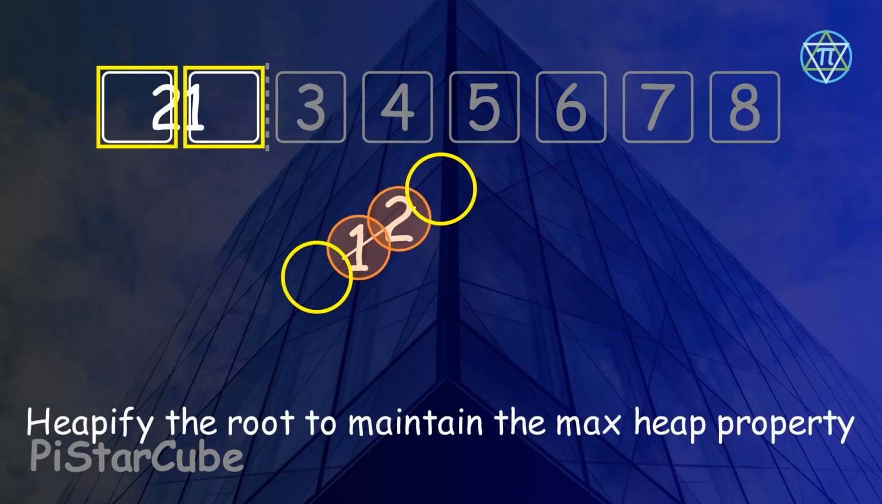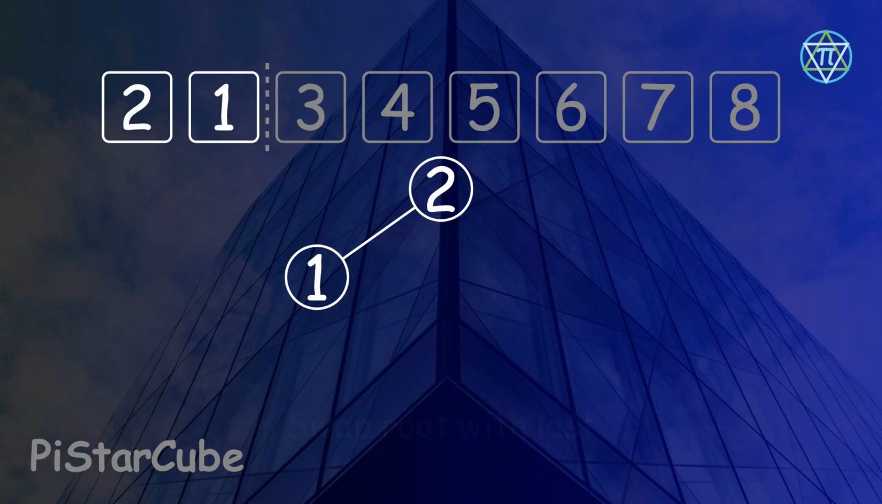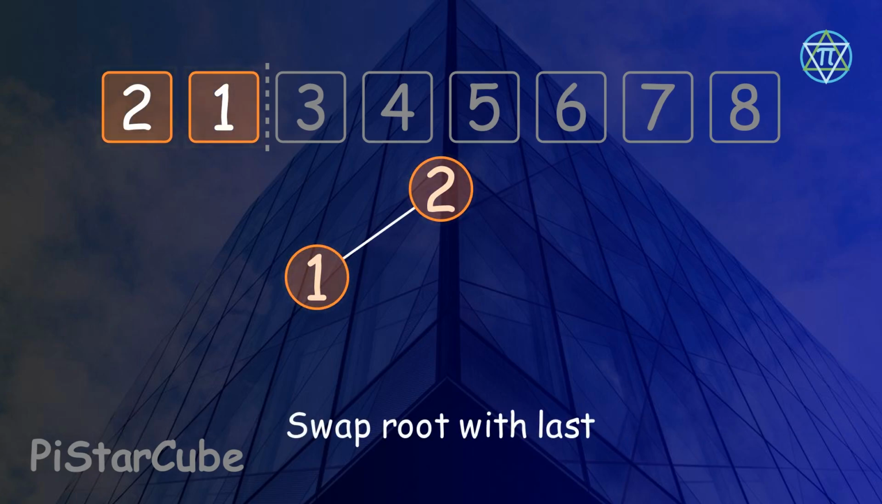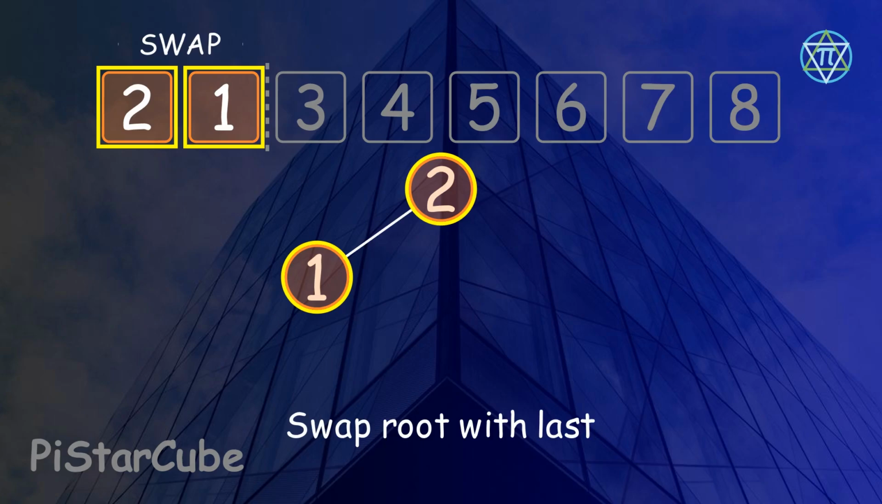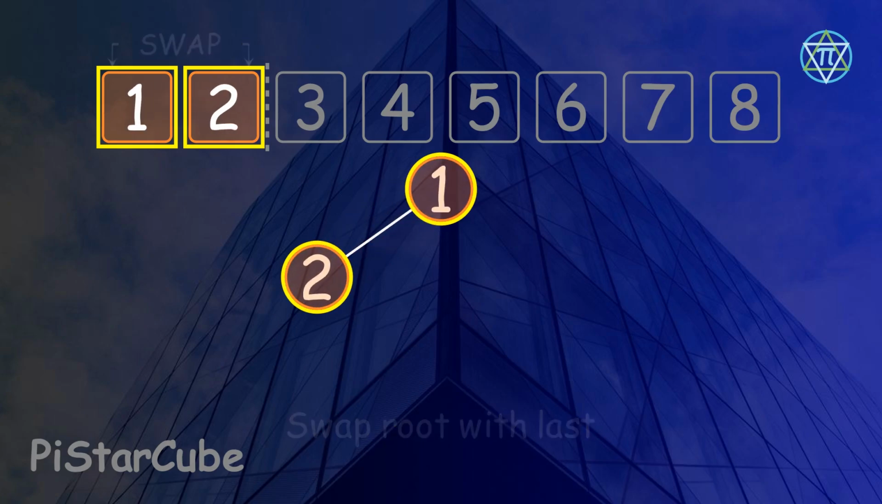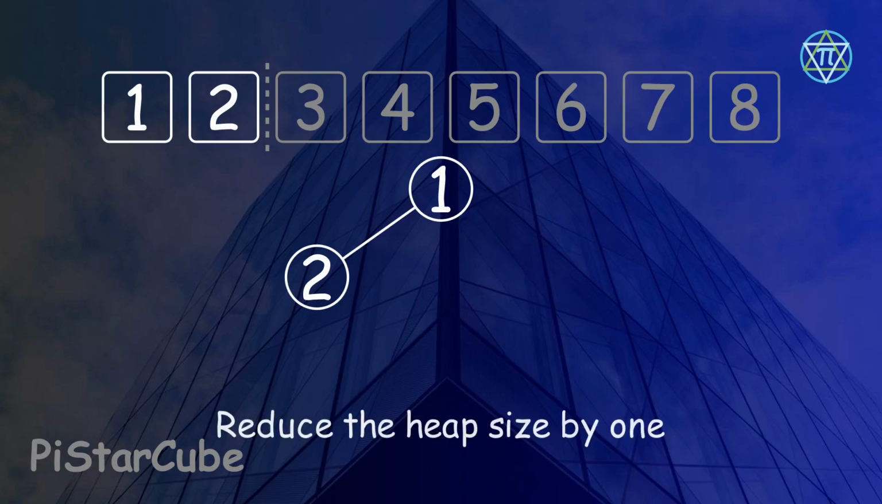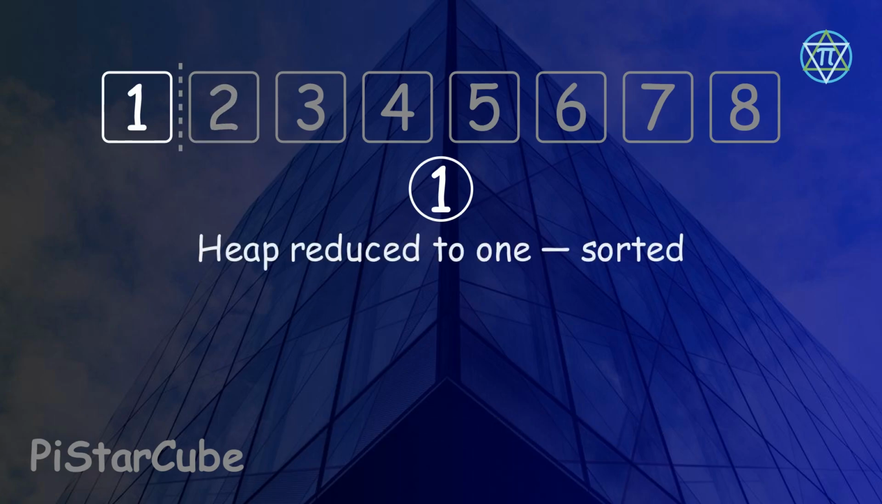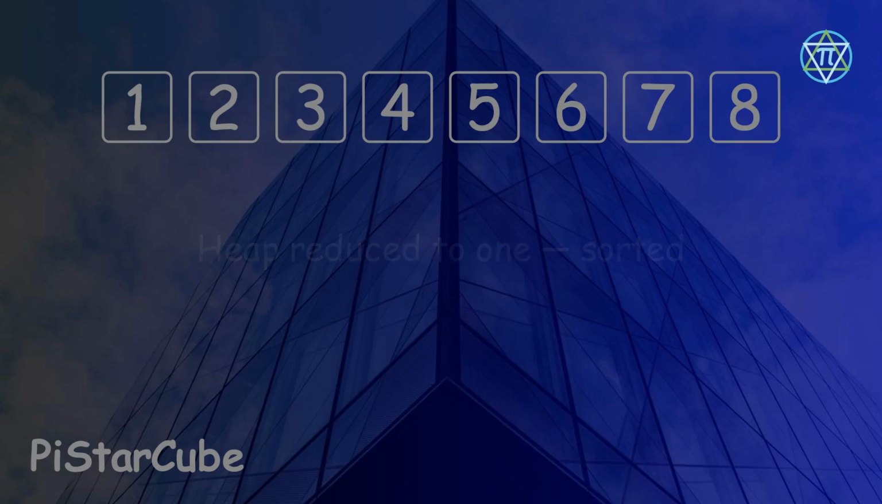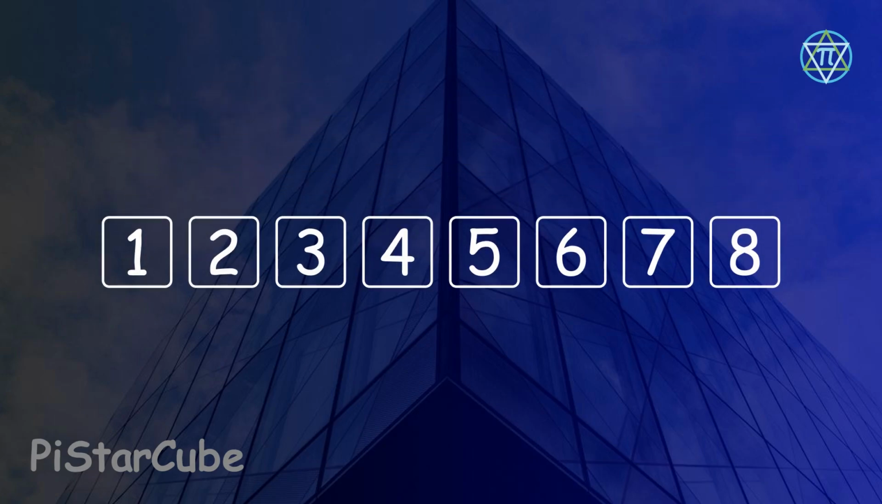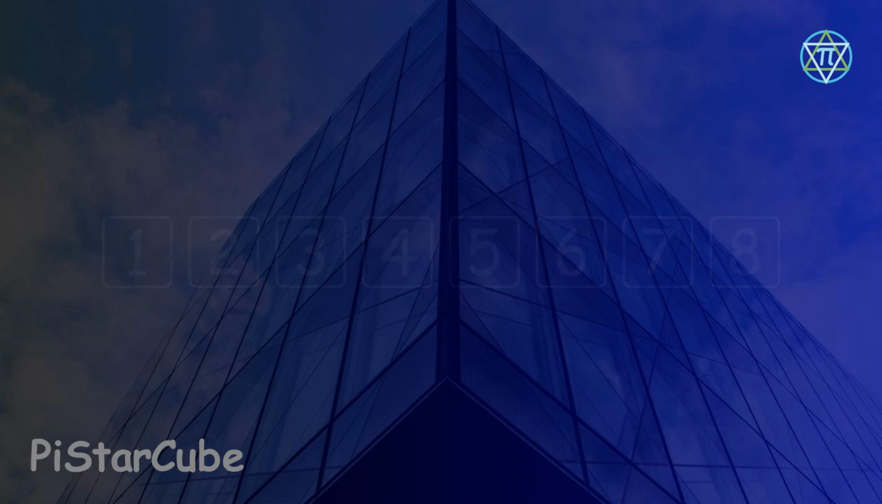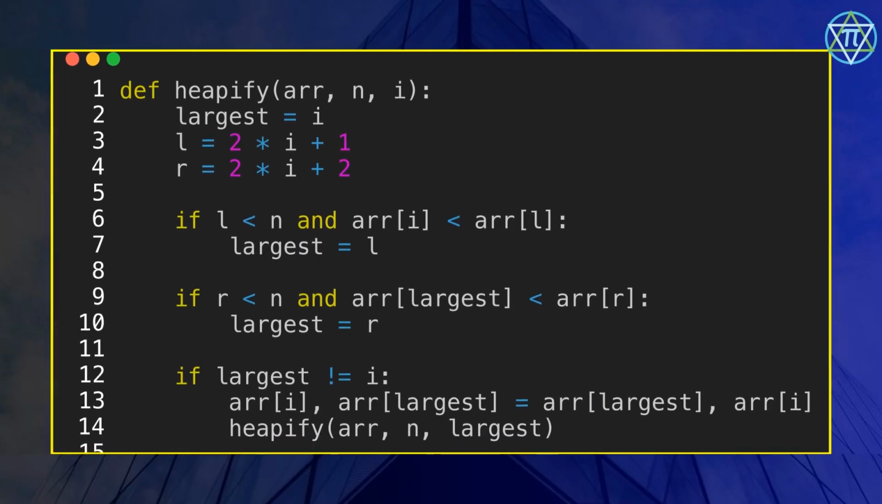Now, as we reach the end of the process, lastly, we swap 2 and 1, reduce the heap size one final time, and we are left with one single element. At this point, the heap has been reduced to one element and the array is fully sorted. Now that we have seen how the algorithm works step by step, let's move on to the next screen and look at the actual code implementation.